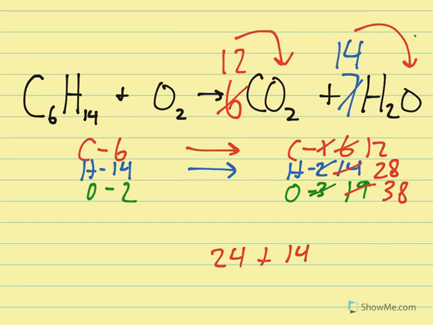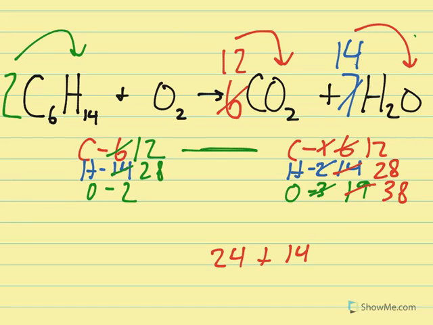Now nothing is balanced, but on the left we have 6 carbons, on the right we have 12, so we can just put a 2 out front here. That'll give us 12 carbons. 2 times these 14 hydrogens is 28 hydrogens. Notice now the carbons and the hydrogens are balanced. The only thing that's not balanced, again, are these oxygens.